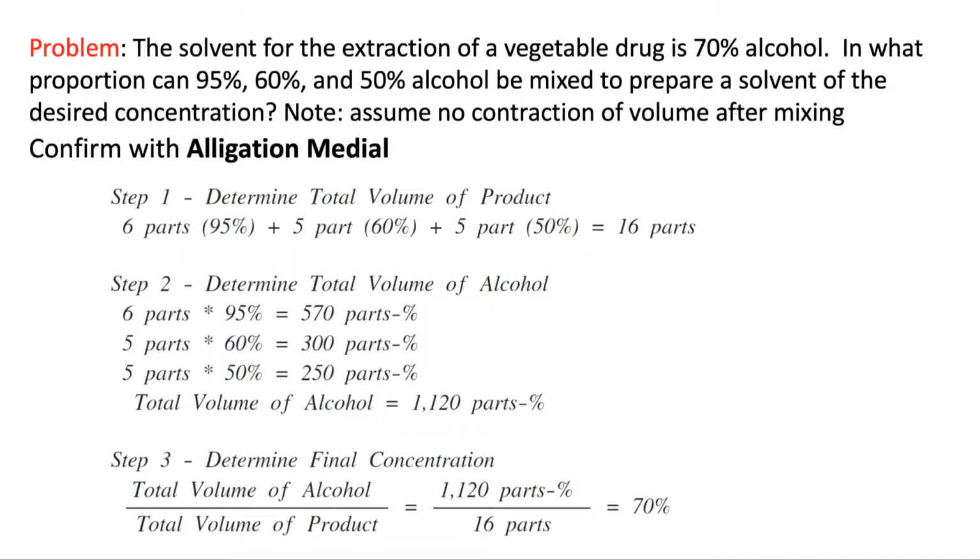So we've just confirmed that if we combine our alcohols in the proportion of 6 parts 95% plus 5 parts 60% plus 5 parts 50%, that combination, regardless of what the actual final volume ends up being, would have a 70% concentration of alcohol, which is what our target was. So once again, we've used the alligation medial method to confirm that our alligation alternative method does work in producing the concentration of alcohol that we desire.